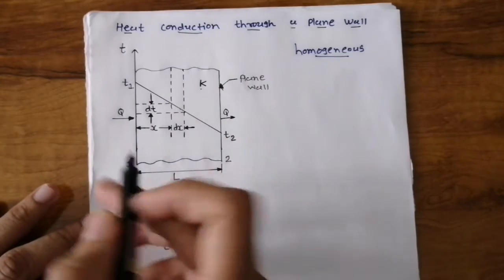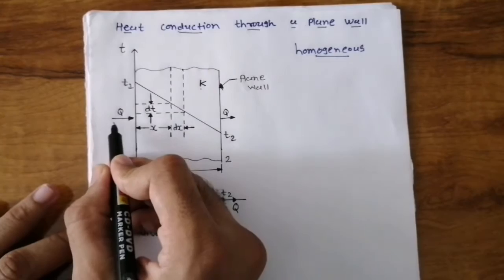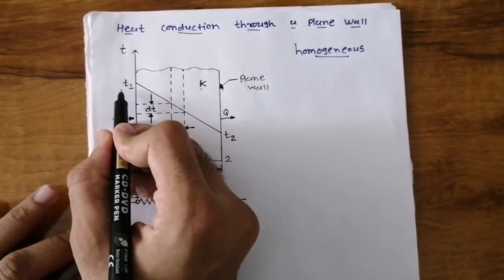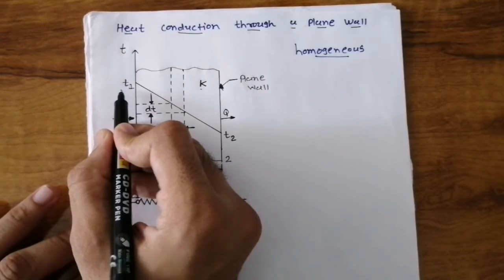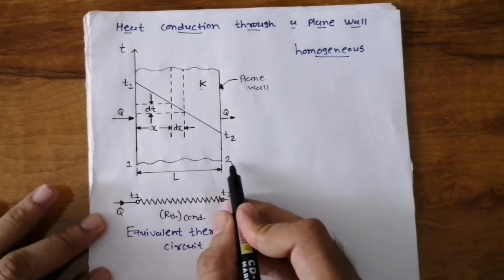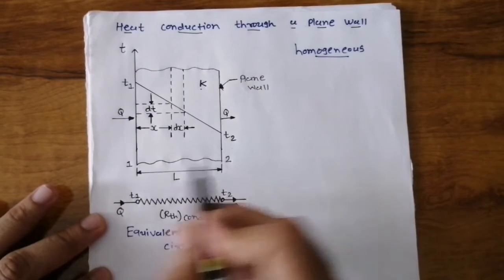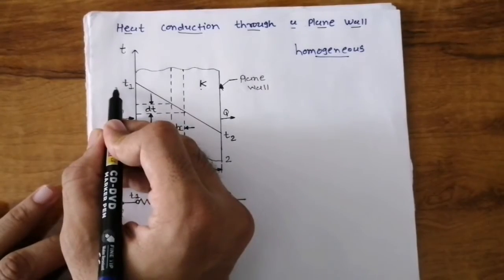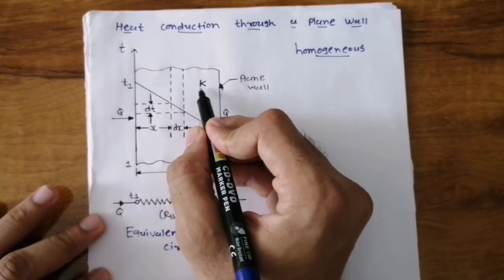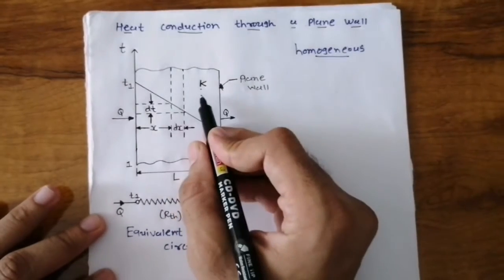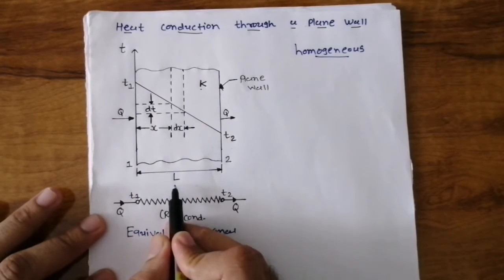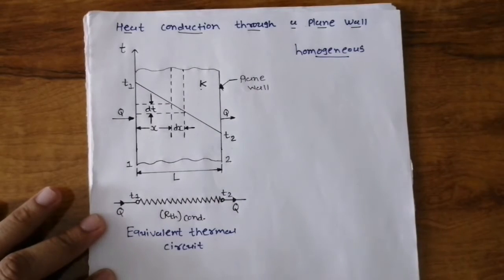Q is the rate of heat transfer in the direction of heat flow. T1 is the temperature maintained at phase 1 and T2 is the temperature maintained at phase 2. So we consider two phases, phase 1 and phase 2. K is the thermal conductivity of the plane wall material. L is the thickness of the plane wall.